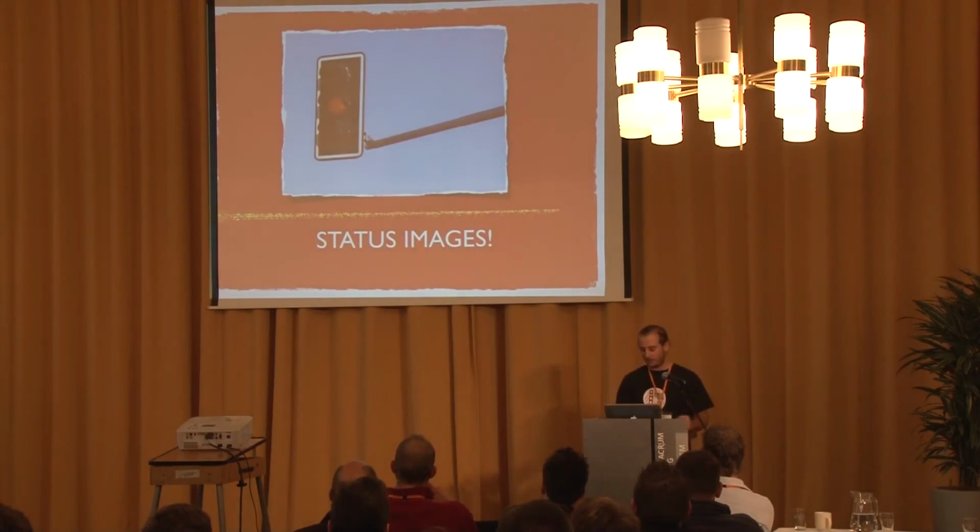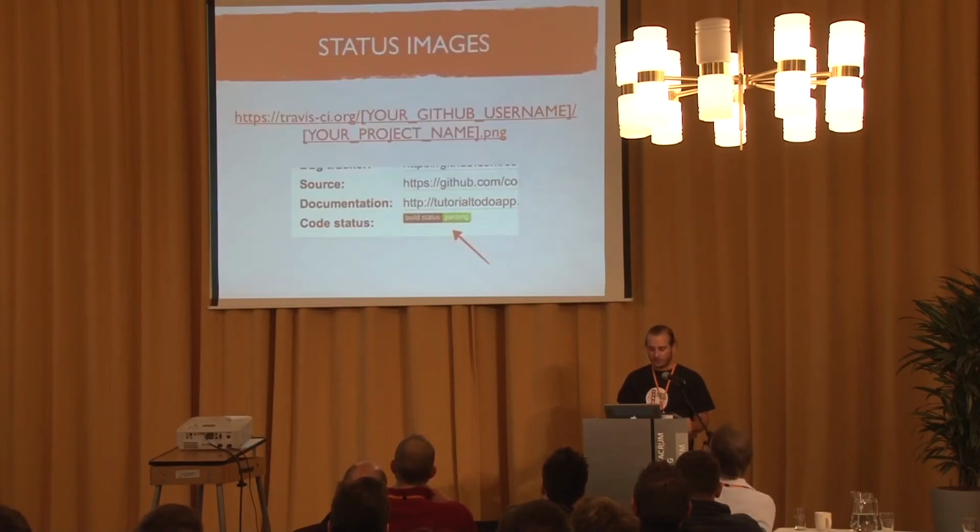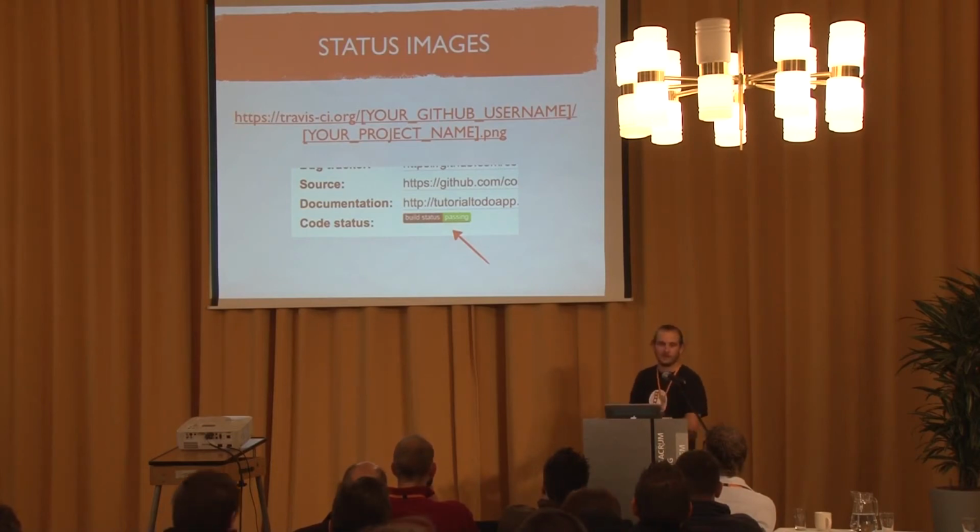Then there are status images depicting the status of your code. Basically what you do is construct a URL containing your GitHub username and your project name or your repository name, and you get an image that shows the current latest status of your build, so you can have build status passing or failed. It's really cool to have in your Read the Docs documentation, so you can show everybody that this package is tested and you can trust that it will work.